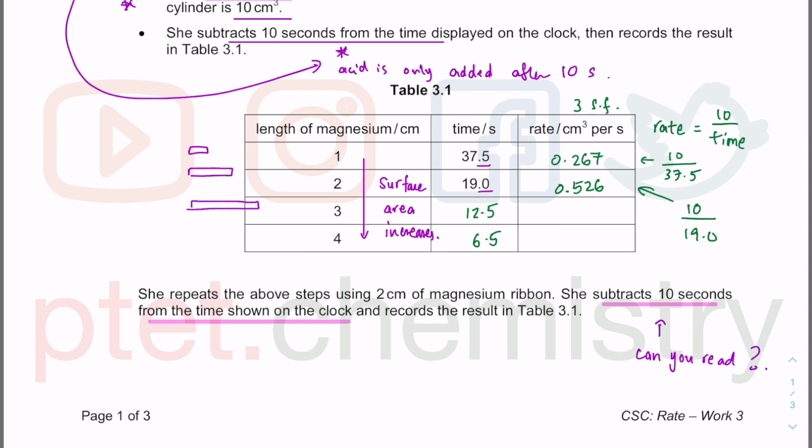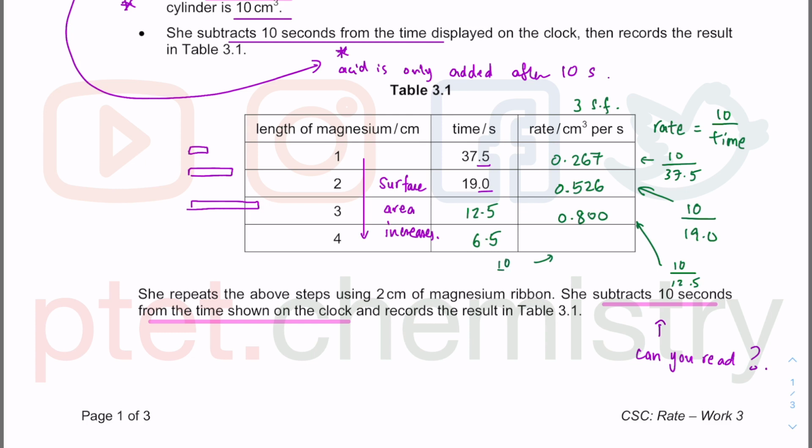On to the next one, I have 10 divided by 12.5. I get 0.8. That is what my calculator shows me. If I want to be consistent to 3 significant figures, this is only 1 significant figure. So I add 2 more 0s there. 1 significant figure, 2 significant figures, 3 significant figures. Lower secondary mathematics.